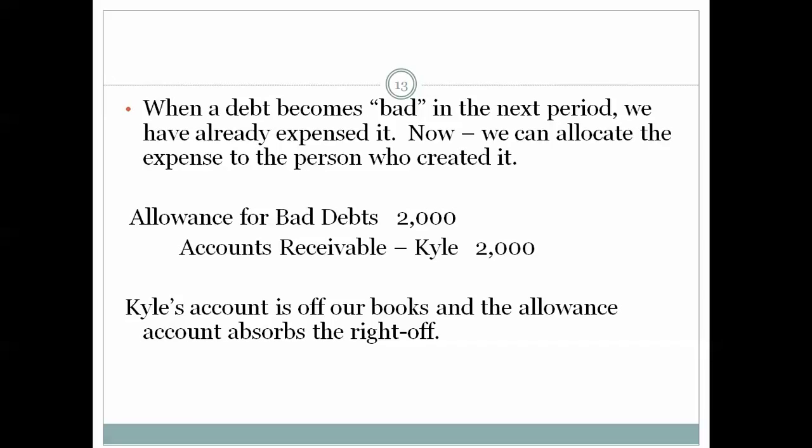And then if in the next year or two we actually realize who isn't going to pay us, we can actually allocate it. And we're going to take it out of that allowance account, and we can write off the person who did not give us our payment.